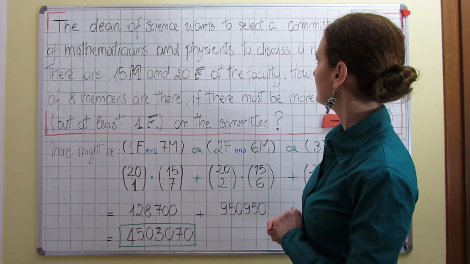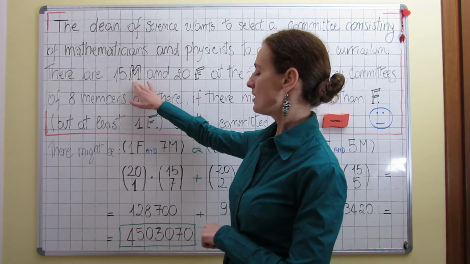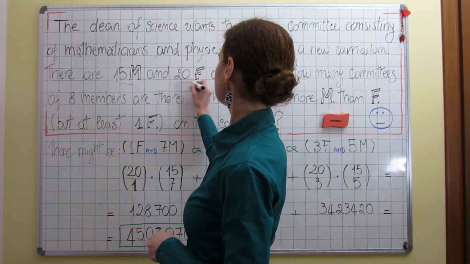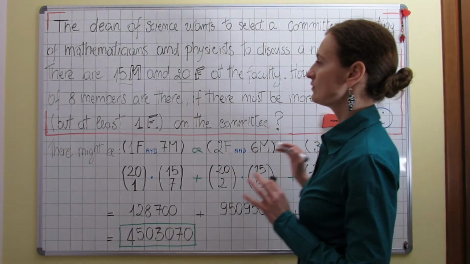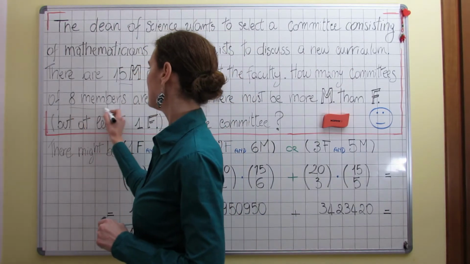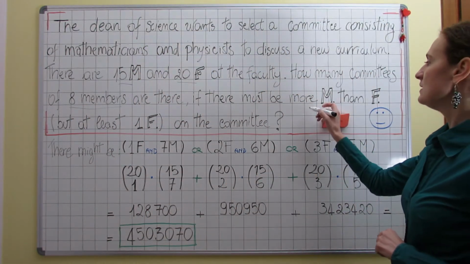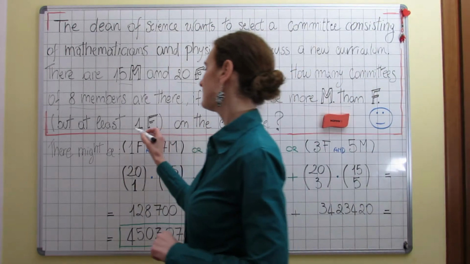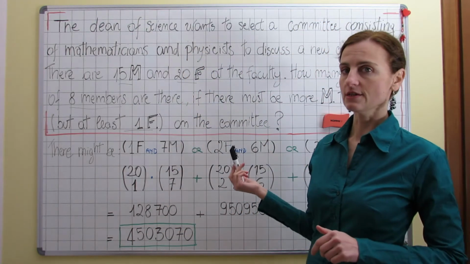So we have 15 mathematicians, we have 20 physicists, we must have a commission of 8 members, there must be more mathematicians than physicists, and at least one physicist. So these are the data.